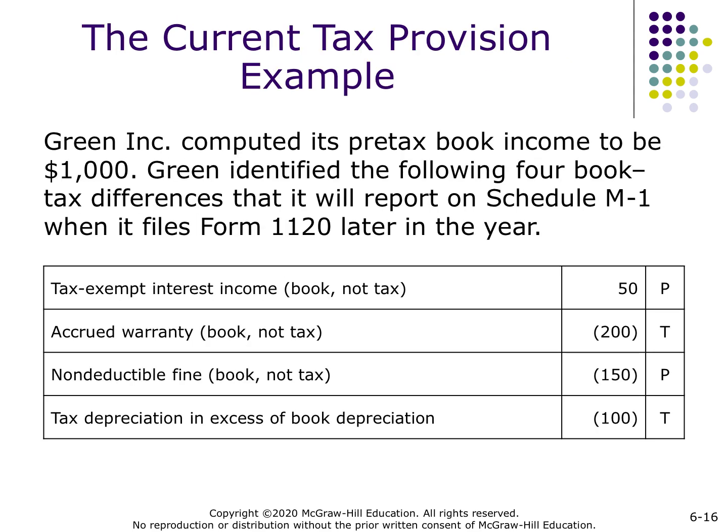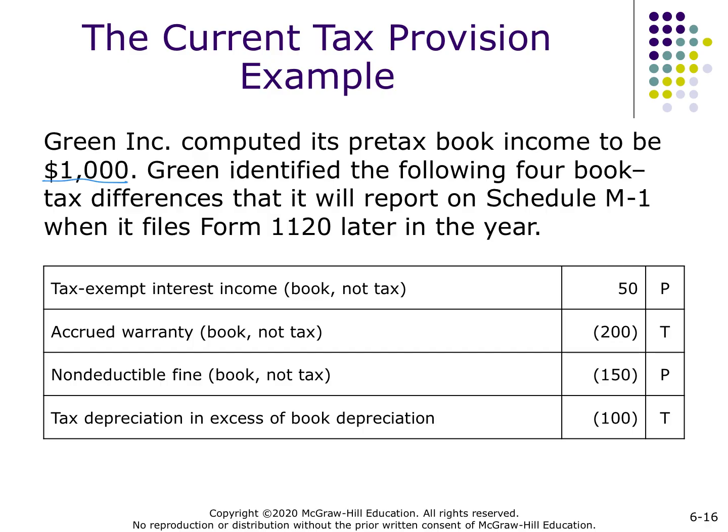All right, so here we have a really short example of the current portion of a tax provision. And so what are we given? Well, we're told that its pre-tax book income is $1,000. And then we've got four book tax differences, okay? We've got tax exempt interest, recognized for books but not tax. We've got accrued warranty, recognized for books but not tax. A non-deductible fine, recognized for book but not tax. And then depreciation in excess of book depreciation, okay? And then over here, we've got P's and T's related to whether they're permanent or temporary.